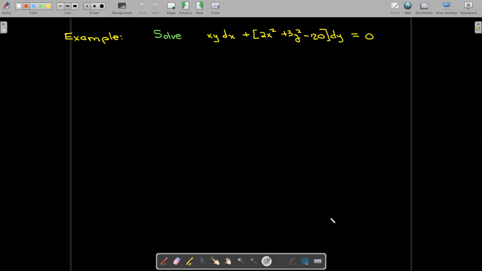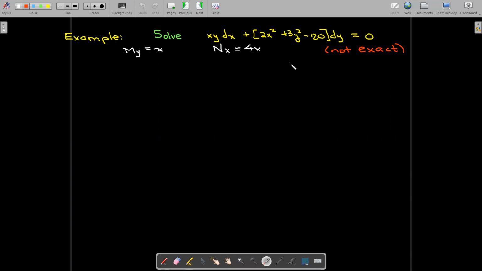All right, let's do an example. So if I look at this, here's my function m, my function n. If I take the partial of m with respect to y, I just get x. And if I take the partial of n with respect to x, I get 4x. So these two are not equal to each other. So this is not an exact dE.